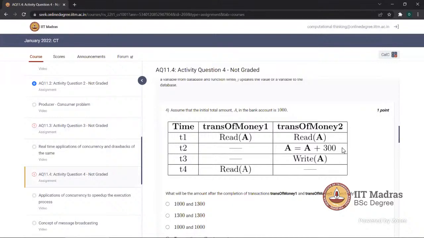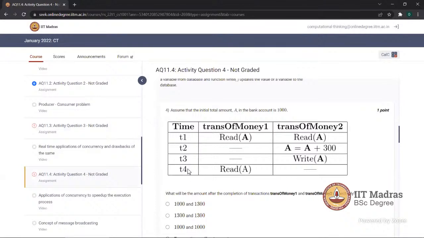We deposited 300 rupees into that account. So now what is the value of A? A was 1,000 and now it became 1,300. But it will not show right now. I'm just saying that temporarily, somewhere in an intermediate state, it is 1,300. It is not yet reflected in the account and not yet saved in the database. Now at T3, transaction 1 is again not doing anything, but transaction 2 is writing that value to the database. Now A became 1,300.